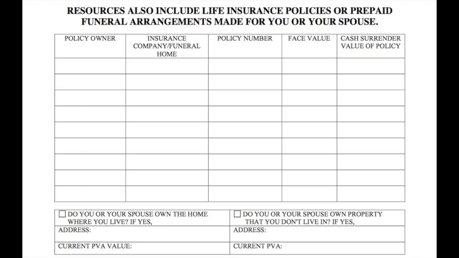If the client or spouse owns the home where they live, they need to put an X in the box, circle the word yes, and list the address and current PVA value. If the client or spouse own property that they do not live in, they will need to put an X in that box, circle the word yes, and list the address and current PVA for that property.